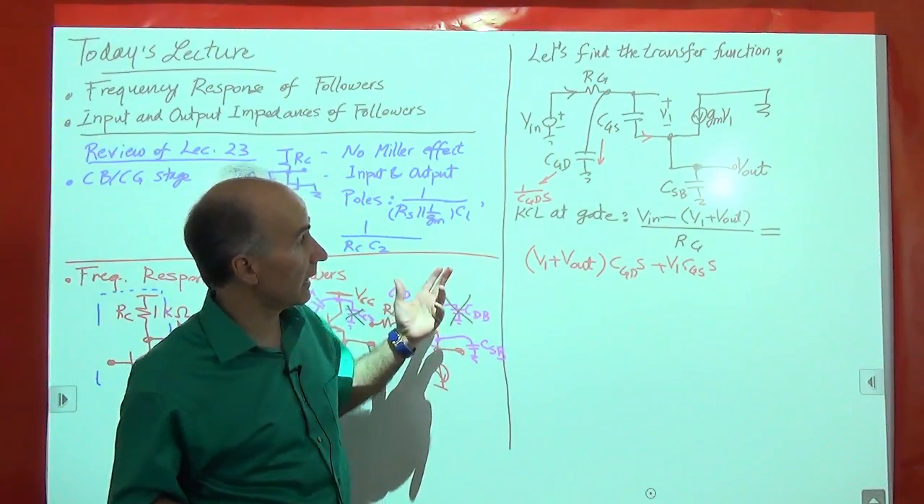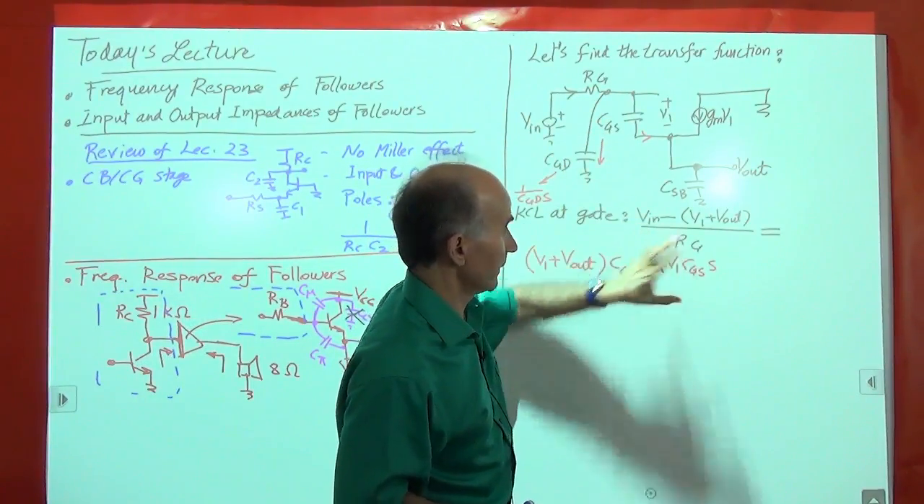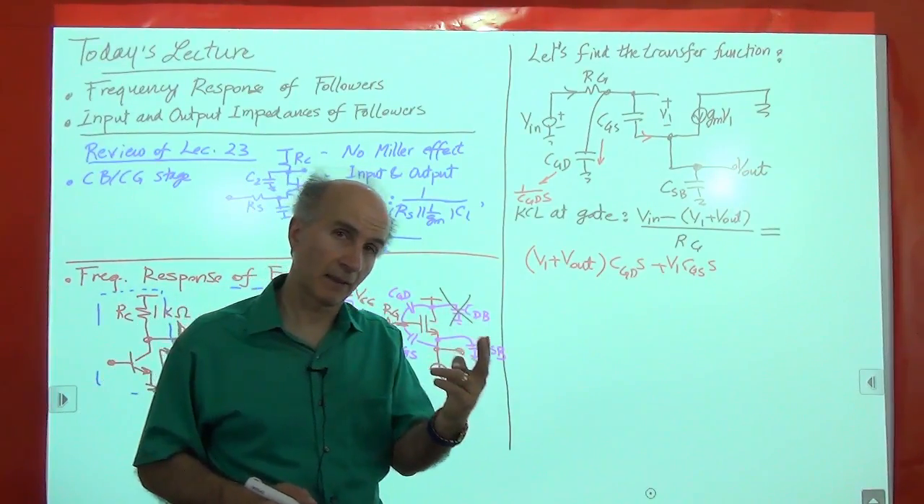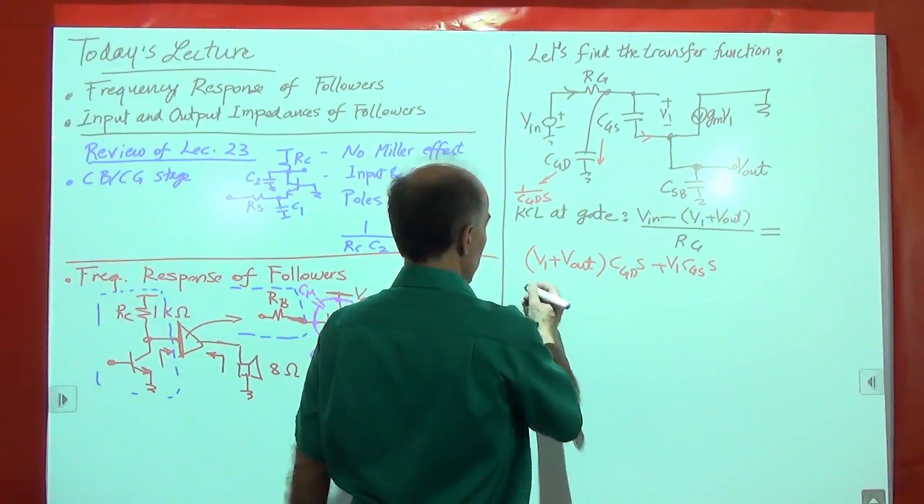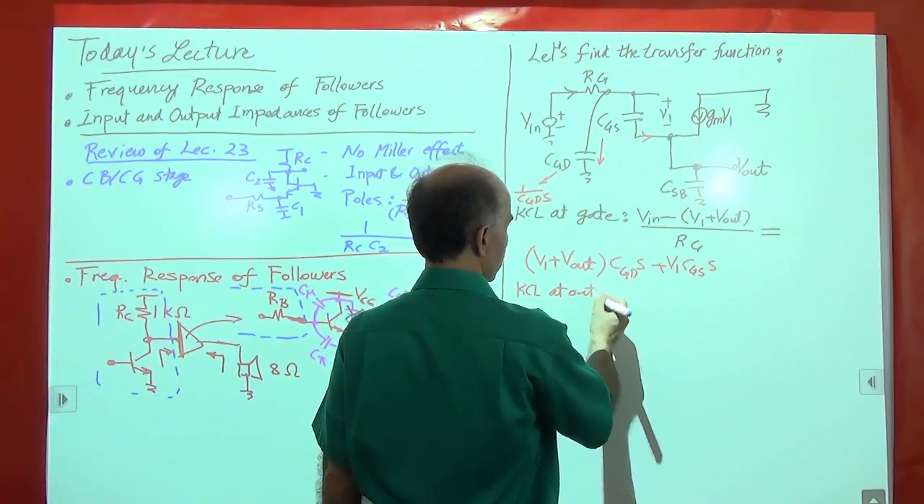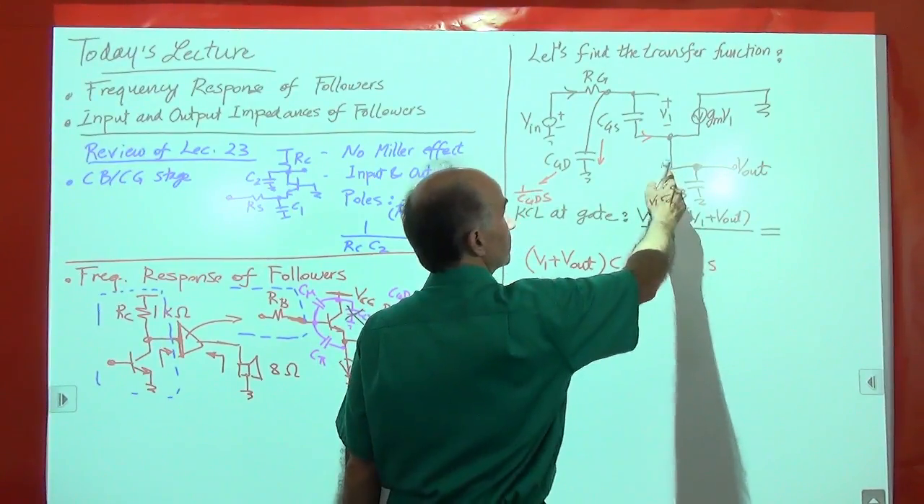Okay, so we wrote the KCL at this gate, right? This current is equal to this plus this, so that's 1. Now let's write a KCL at the output node. So KCL at the output, right here.